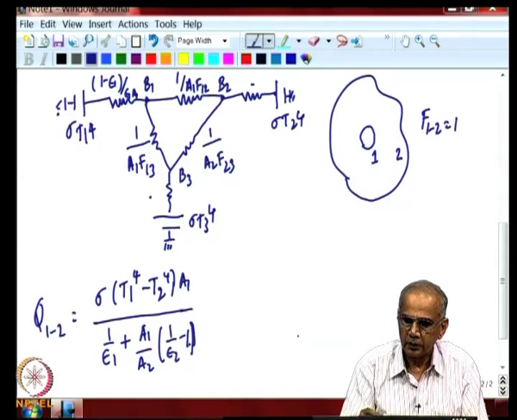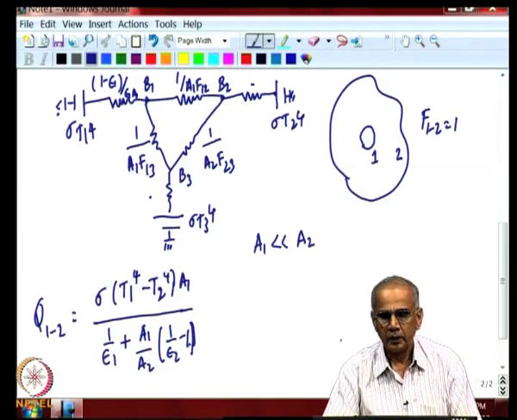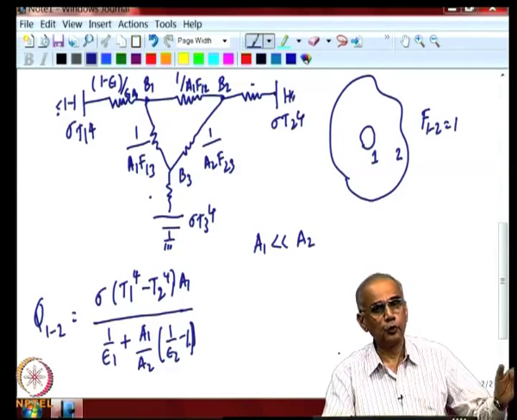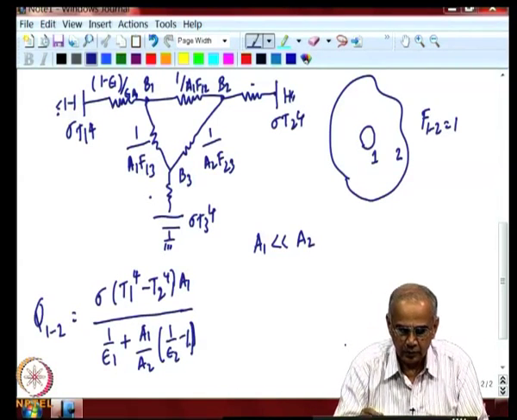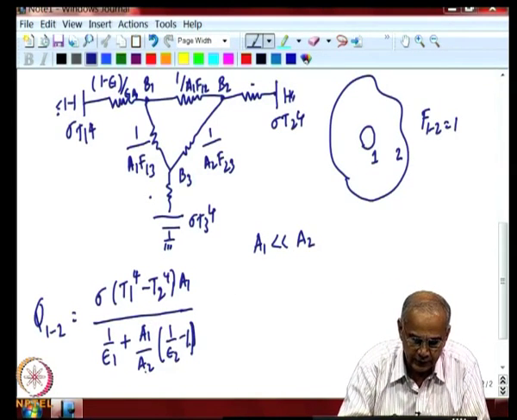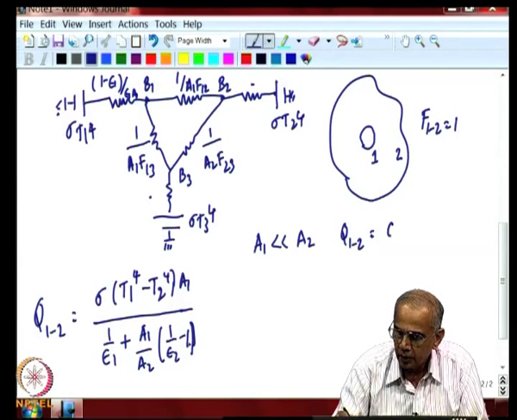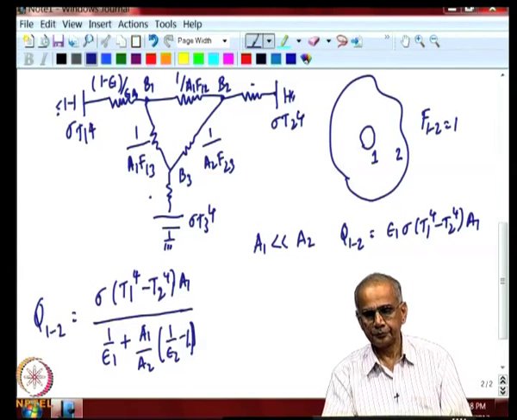Now, suppose the object 1 has much smaller area than surface 2. This is typical in engineering. Imagine a steam pipe going through a room. The pipe area is very small compared to the room area. Okay. So, if A1 is much smaller than A2, you can neglect the second term. Then Q12 becomes epsilon 1 sigma into temperature, the difference in potential.